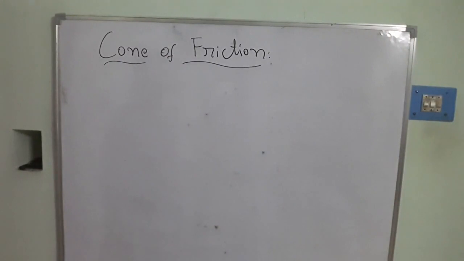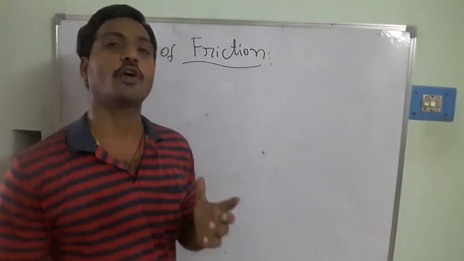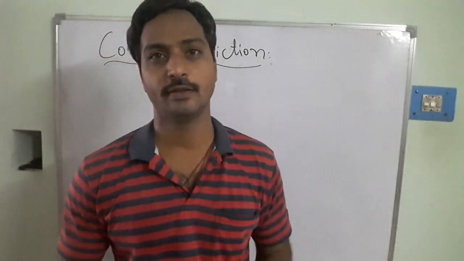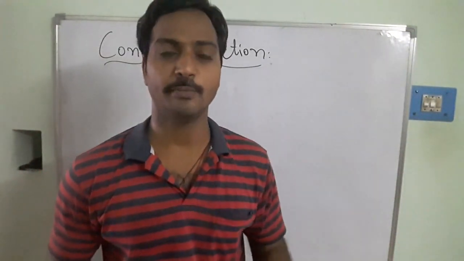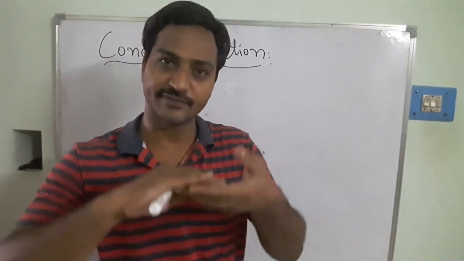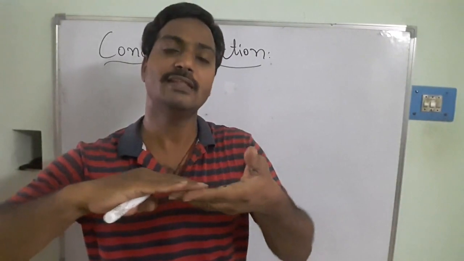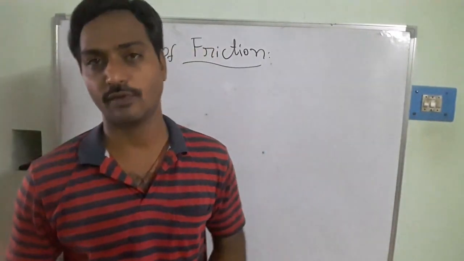So in this case, we are trying to understand what the cone of friction is. As you know, friction always opposes the motion of the body when it is trying to move in the forward direction, because of the interlocking of the surface asperities. When the surface asperities are knocked off, the body will gain velocity and move in the forward direction.